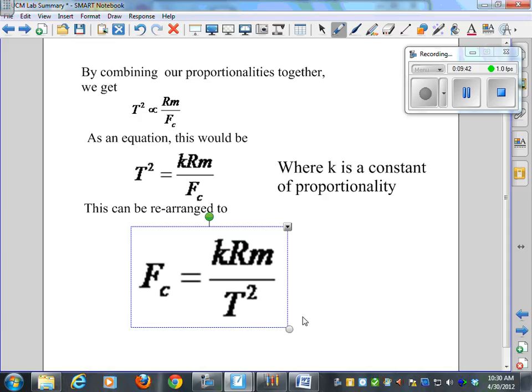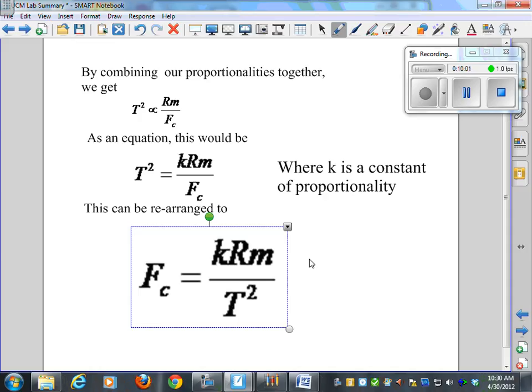Now, for whatever reason, we like having F on the left-hand side. All I've done here is switch my T squared to my F. So that's the formula that we get from our lab. The problem is we don't know what K is.